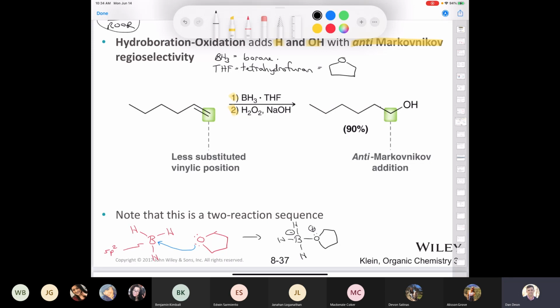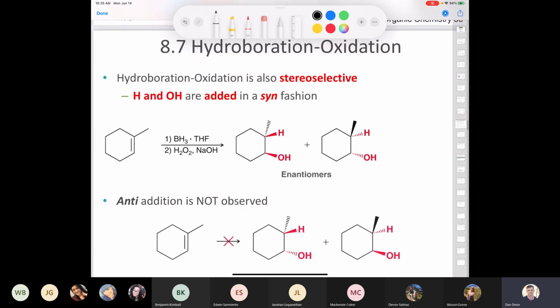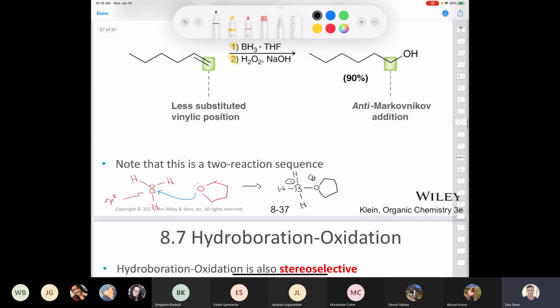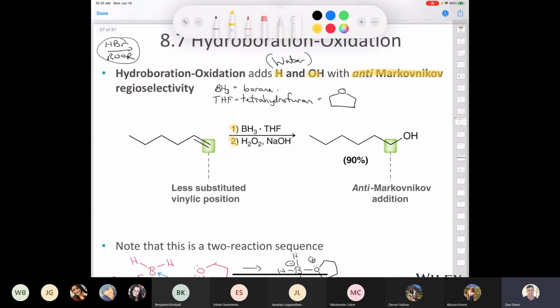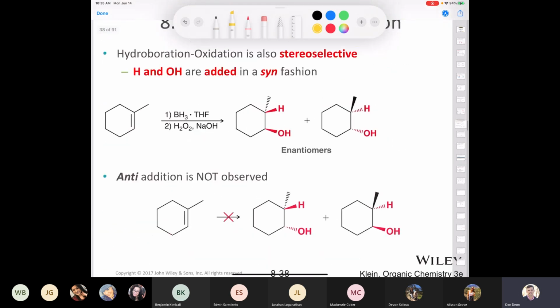This is another example of a reaction where the mechanism is covered in our textbook, and I do have it in here, and I'll talk about it in a little bit. So let me get onto it here. In terms of the stereoselectivity, we know the regioselectivity. It's anti-Markovnikov, right? That's right back here. Anti-Markovnikov regioselectivity. But in terms of the stereoselectivity, the hydrogen and the hydroxyl are added in what's called a syn fashion.